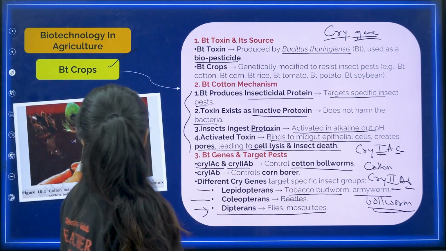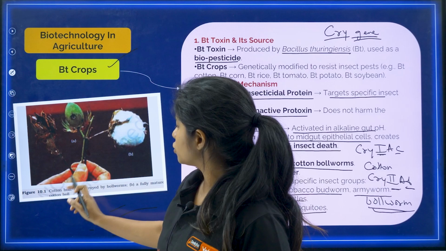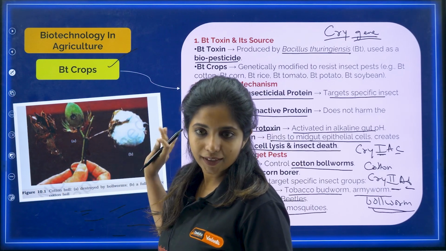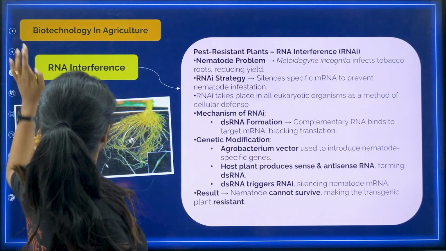So this is the picture. A is the cotton ball destroyed by bollworms, and this is the fully mature cotton ball. Okay, this is the actual one, this is the destroyed one. Okay, going ahead. What do we have?